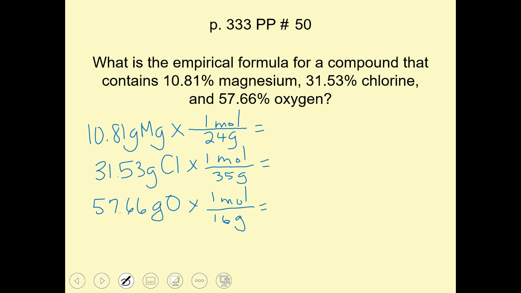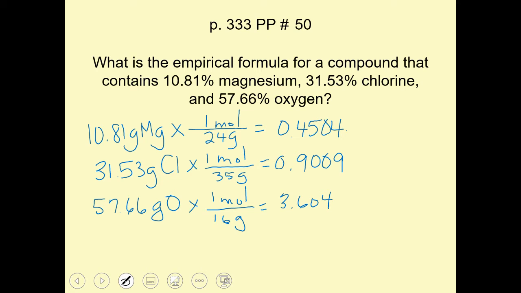So when I divided all of these, for the top one, they all have 4 sig figs, so I'm going to keep 4 sig figs. I got 0.4504 for the magnesium, 0.9009 for the chlorine, and 3.604 for the oxygen. Now you can label them, but what we're really interested in is the numerical ratio.